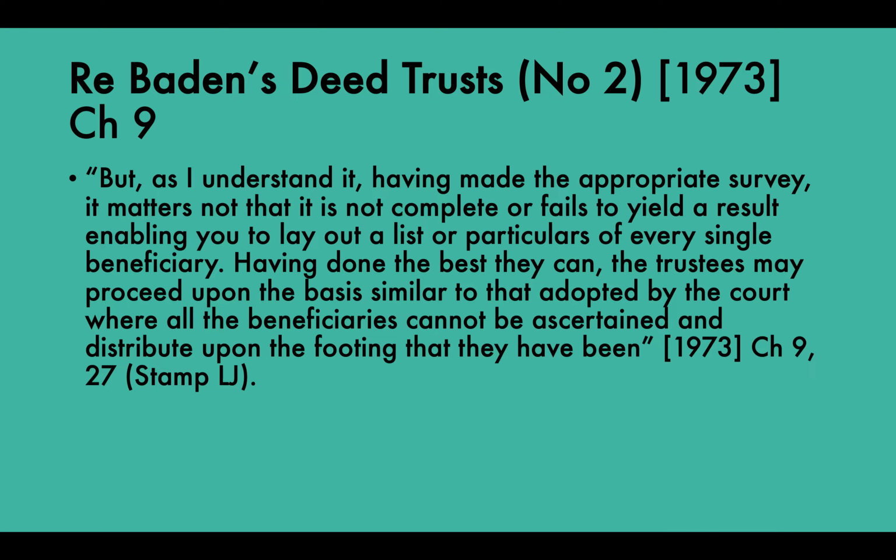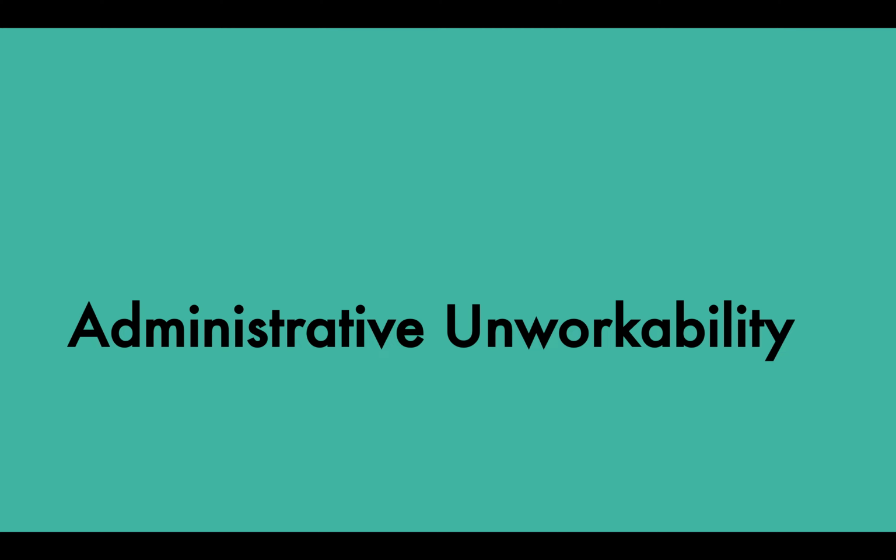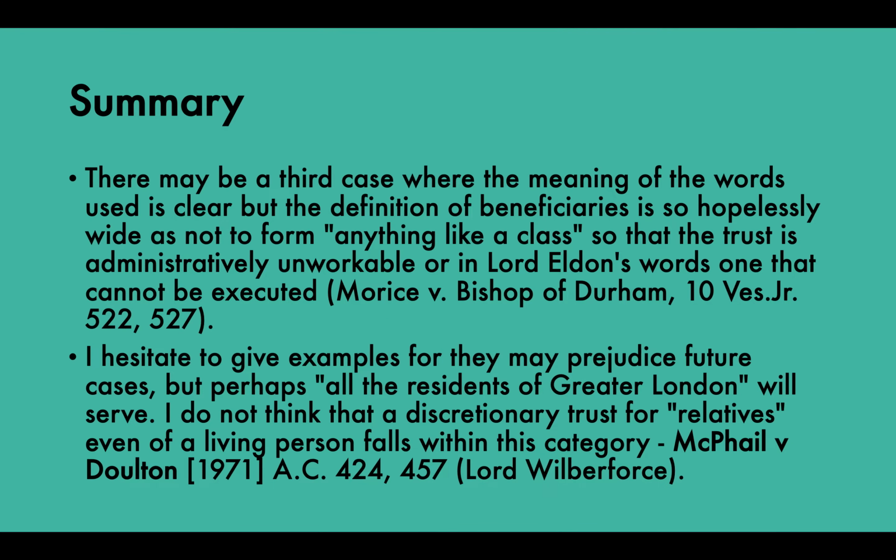Okay, so that is Baden's deed trust, and that is our discussion about conceptual and evidential uncertainty complete. We now need to talk about administrative unworkability. Another reason why the trust might fail is administrative unworkability. If a trust is found to be administratively unworkable, then it will be invalid.